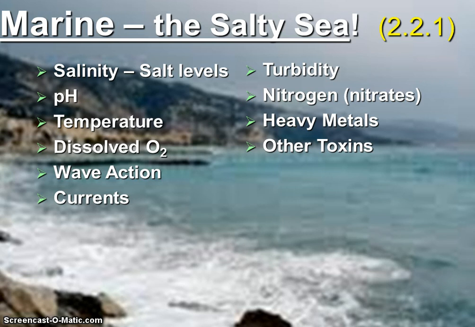And the first system type is marine, which is the salty sea. And here you'll see listed a couple of different abiotic factors. For instance, salinity, which is the salt level, pH, which we know is acidity level, temperature, dissolved oxygen, which is really important for how much the fish are able to survive and breathe.